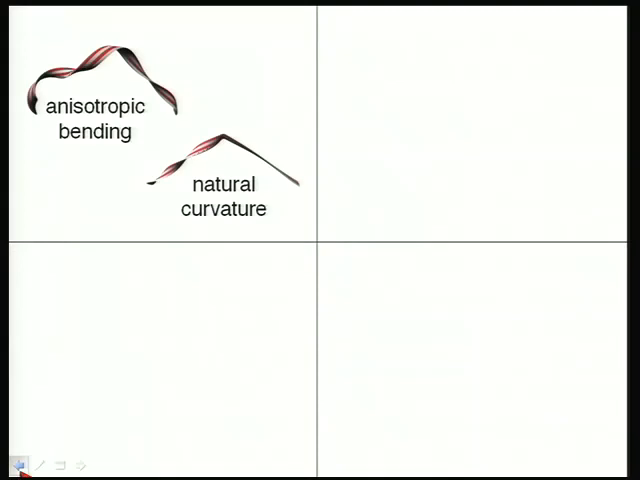So I'd like to leave you with some final thoughts that we discuss in the paper. The first is we describe how to handle the cases of anisotropic bending, that is when we have a ribbon that's essentially flatter in one direction, so it's harder to bend in that direction than another, and natural curvature, when the rest shape of the rod is naturally not straight, so curved.